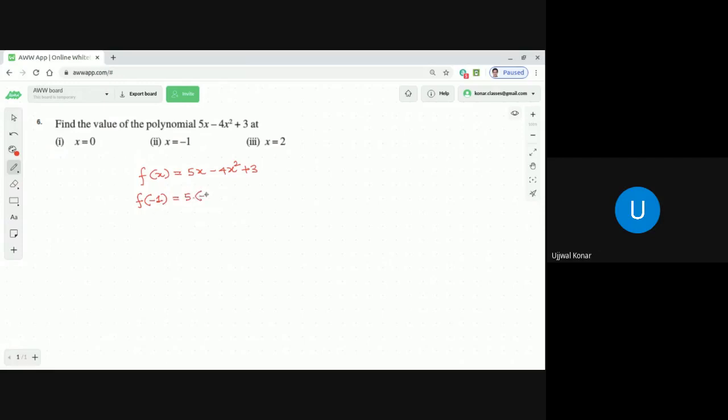So f of -1 is equal to 5 into -1, minus 4 into -1 whole square, plus 3. Let's find the value. Minus 5 into -1 is -5, and minus 4 into -1 whole square is -4. So -5 minus 4 plus 3 is equal to -6. Correct, no?